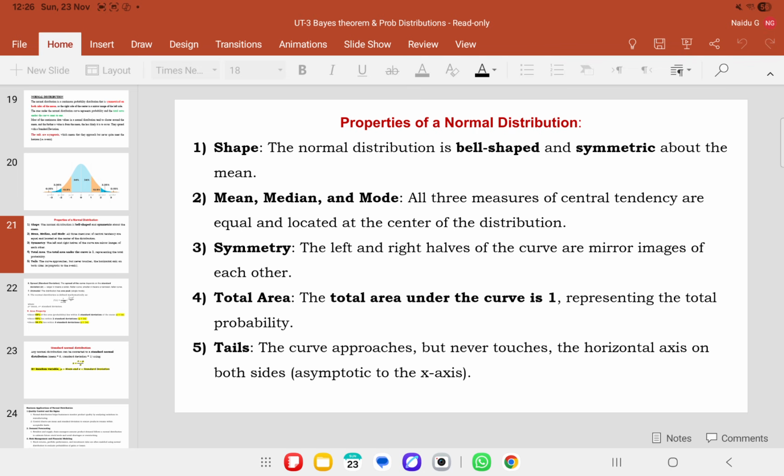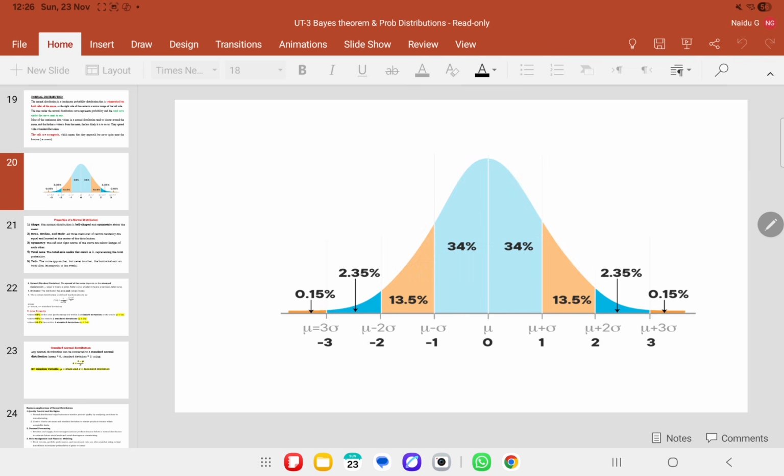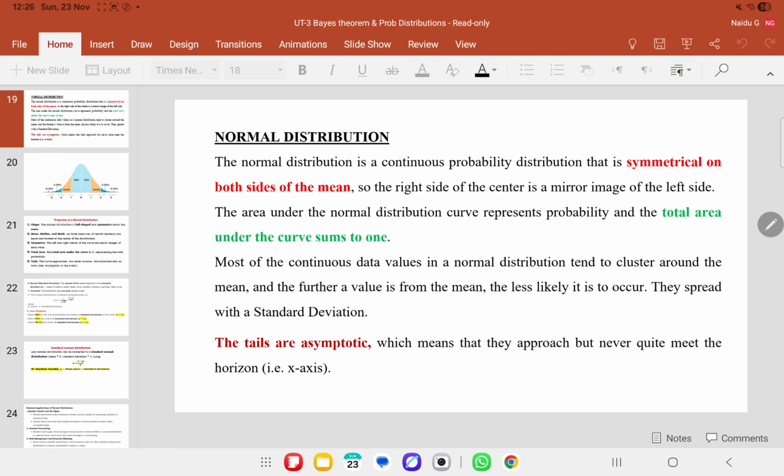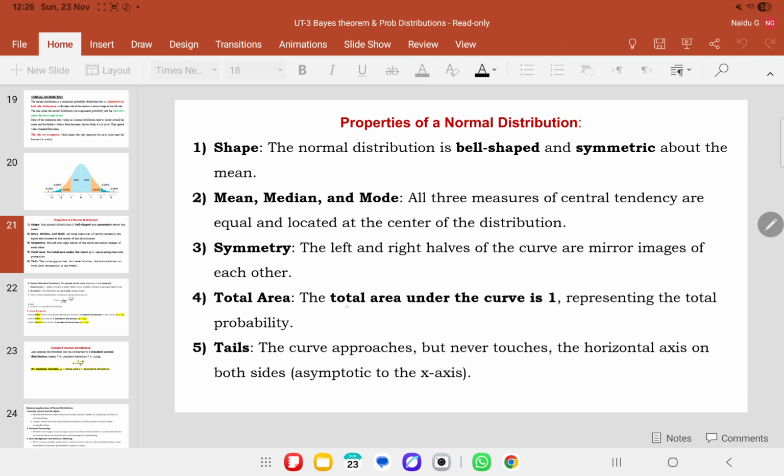Coming to the fourth one, the total area. If you see this curve, the entire curve from left to right represents the total area, and this total area is equal to 1. So in probability terminology, the total probability of your entire experiment is 1. In general sense, we say that it's 100%, and it divides into 50% left and 50% right.